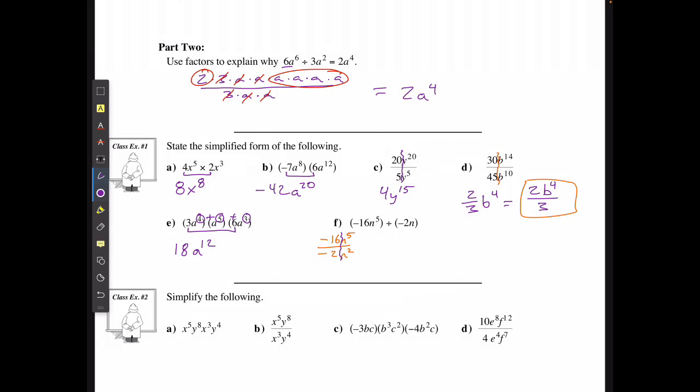Negative 16 divided by negative 2, the negative and negative are going to cancel out. 16 divided by 2 is just going to leave me with 8. And if I have n to the 5 divided by n to the 2, I'm left with n to the 3.